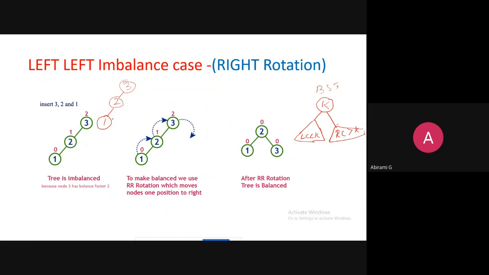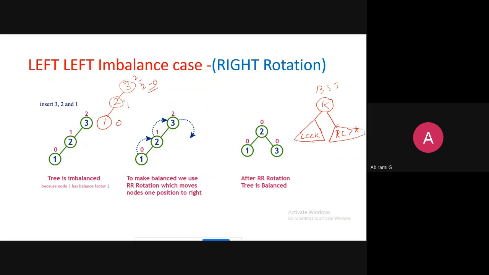Now we have to check the balance factor. What is the balance factor of 1? It is 0, because there is no left child. What is the balance factor of 2? It is 1 minus 0, so 1. What is the balance factor of 3? The left height is 2, and there is no right child, 0. So 2 minus 0 is equal to 2. So its balance factor is 2.